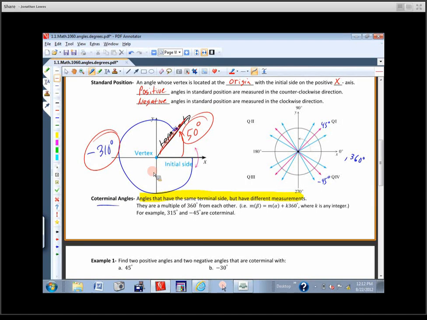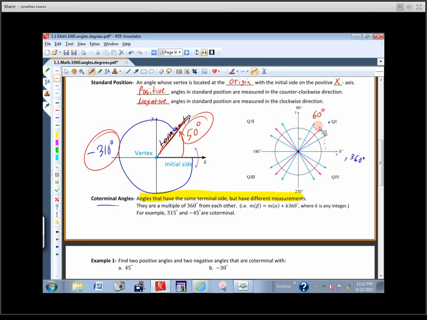Okay, I could also do this. Let me give you another example. Let's take this one right here. Let's say this is 60 degrees right here. So I started here, went 60 degrees, stopped right there. Everybody agree that that's a 60-degree angle?